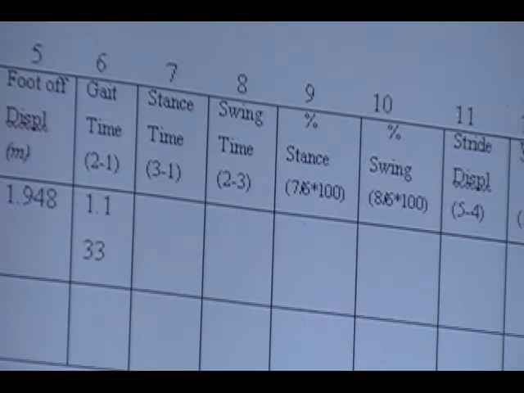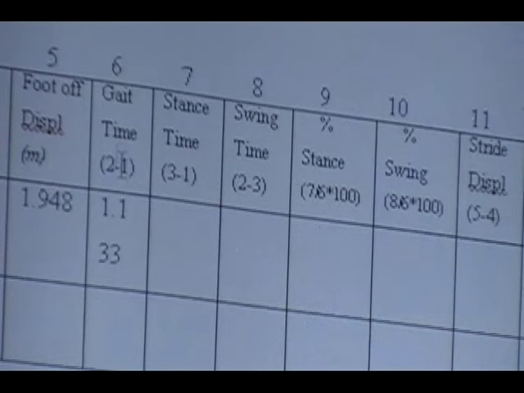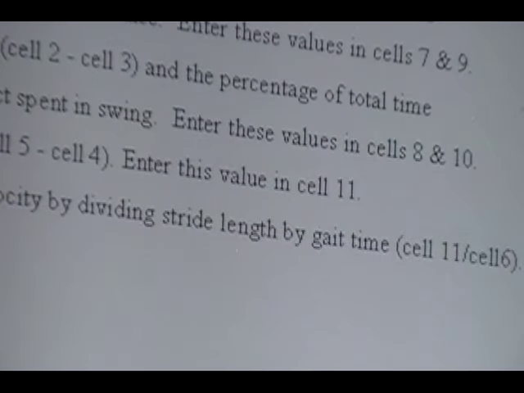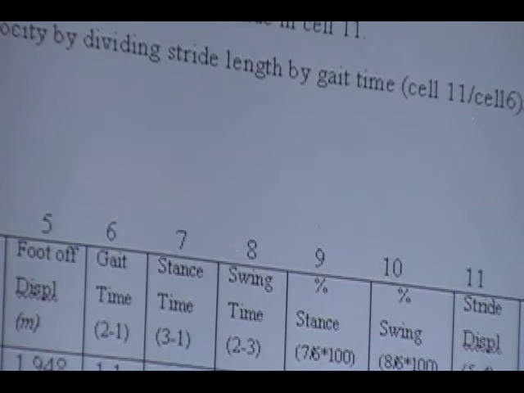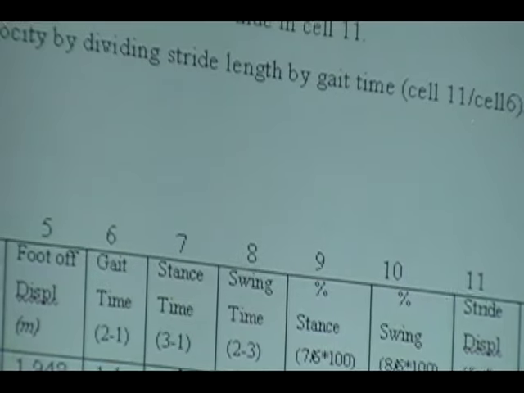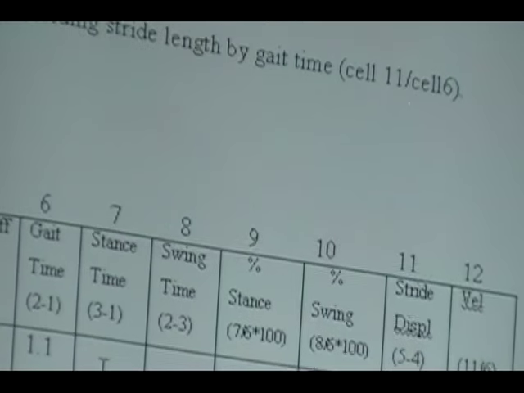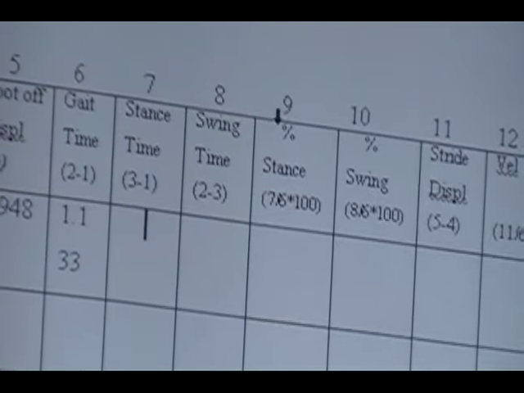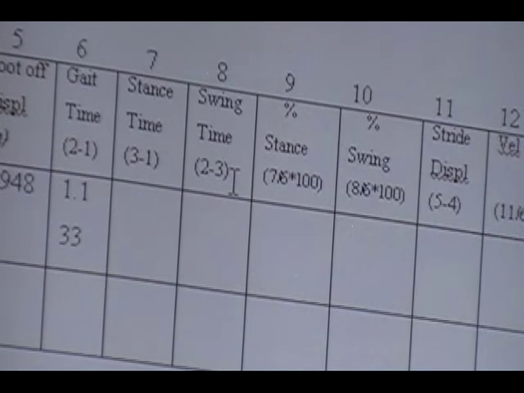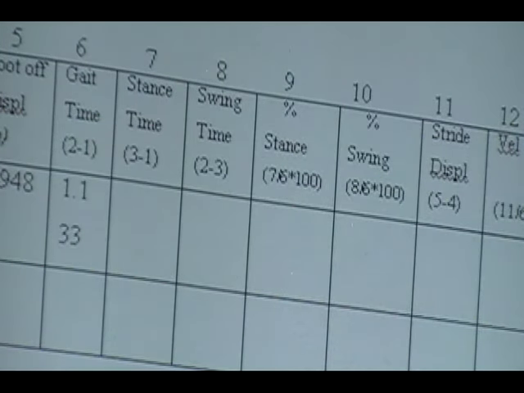Stance time, which is column number 3, you see here. If you cannot read from here, over here tells you how to calculate all of them. So stance time is column number 3 minus column number 1, which is 0.65 minus 0.217. Then put in the number, just get a calculator to do this. Swing time is column 2 minus column 3. Column 2 is 1.35 minus 0.65. Then you put in here.